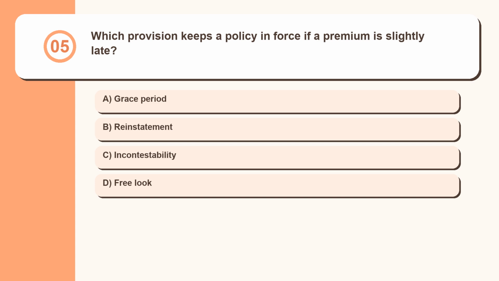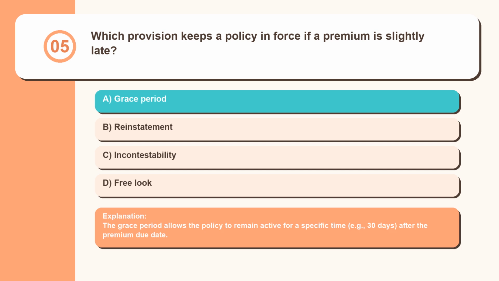Question 5. Which provision keeps a policy in force if a premium is slightly late? Grace period, reinstatement, incontestability, free look. The grace period allows the policy to remain active for a specific time, example 30 days, after the premium due date.